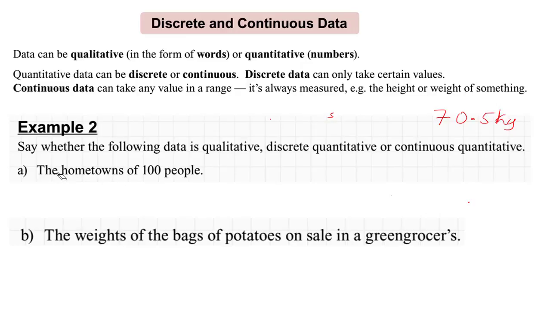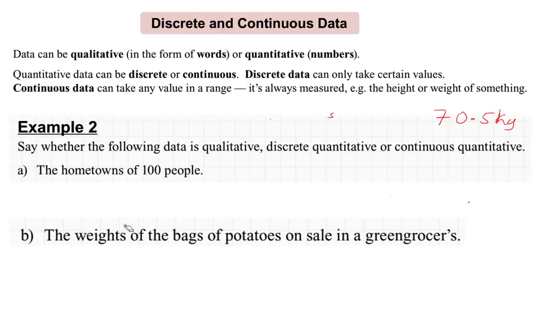So if I was going to answer that question, I've got 100 people in front of me, and I'm just interested to know their hometowns. Then I'm going to use words to describe those towns. It could be London, could be Portsmouth. It could be just using words to describe that. Okay. So in that case, the answer is going to be qualitative.